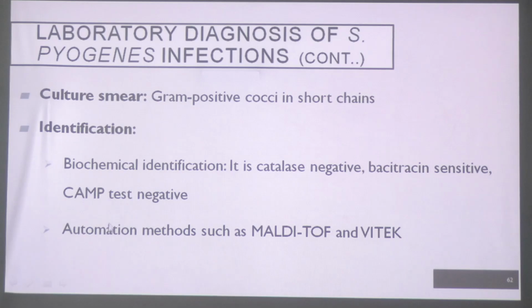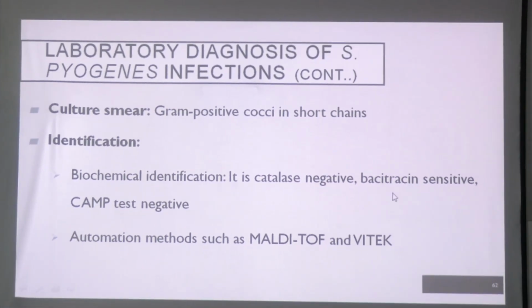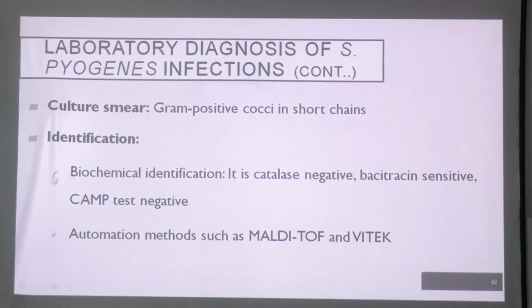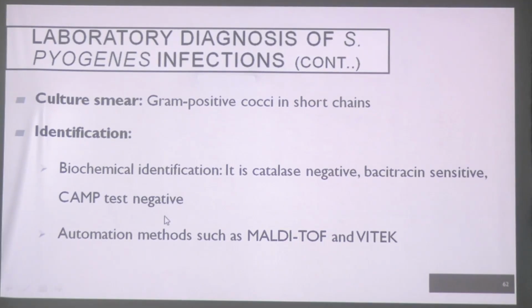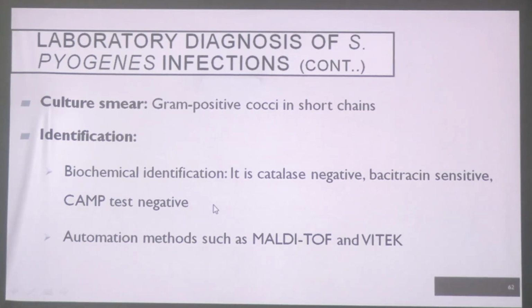Then there is one thing that you can differentiate group A streptococcus from group B streptococcus is that group A is bacitracin sensitive and group B is bacitracin resistant. What is bacitracin? It's an antibiotic, okay? So this is bacitracin sensitive and group B Streptococcus agalactiae, it is bacitracin resistant. CAMP test is positive in agalactiae, CAMP test is negative for GAS, group A streptococcus.